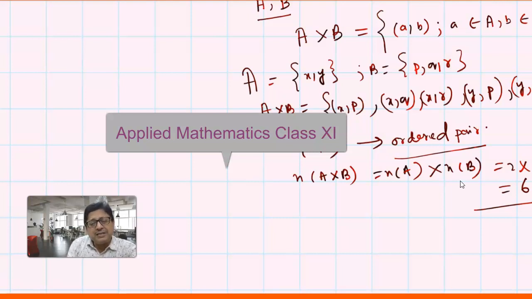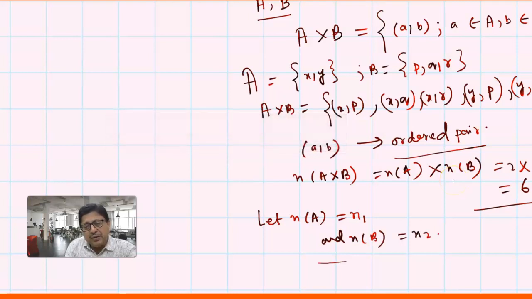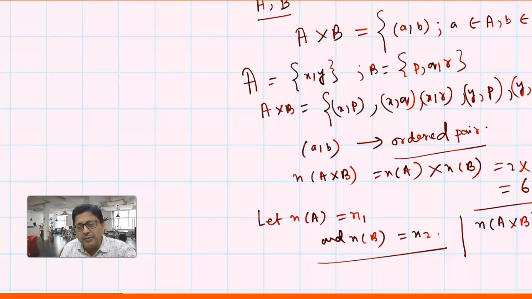So if we have two sets, let n(A) equal n1 and n(B) equal n2. Then what about n(A cross B)? If you use a little bit of the concept of the fundamental principle of permutation and combination, n(A cross B) is going to be the number of elements in A times the number of elements in B, because the two choices occur simultaneously, they always come together. That's why the number of elements in A cross B will be n1 times n2.